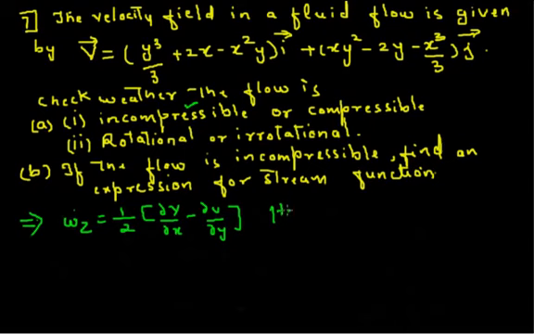So here we have del v by del x is equal to, we will differentiate this v with respect to x, we would get y square minus, then again del u by del y, we will differentiate this u with respect to y, we would get y square.